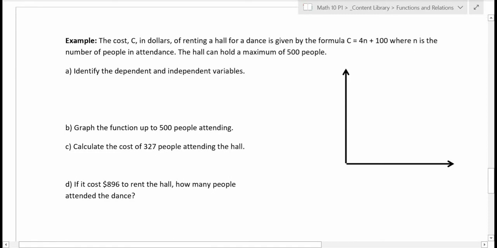Okay, now let's look at this example here with some more problems. It says the cost C in dollars of renting a hall for a dance is given by the formula C equals 4n plus 100, where n is the number of people in attendance. The hall can hold a maximum of 500 people. We're looking for the dependent variable and the independent variable.